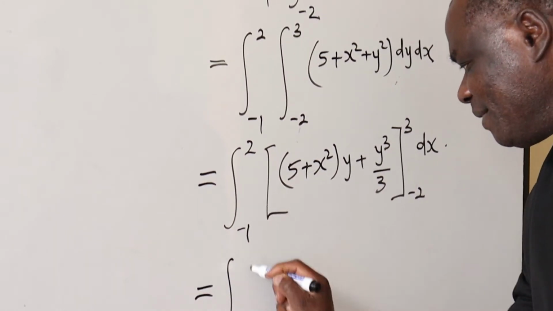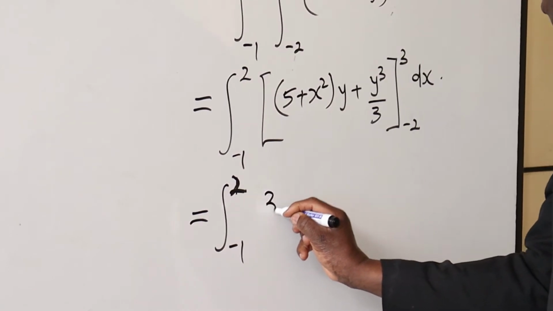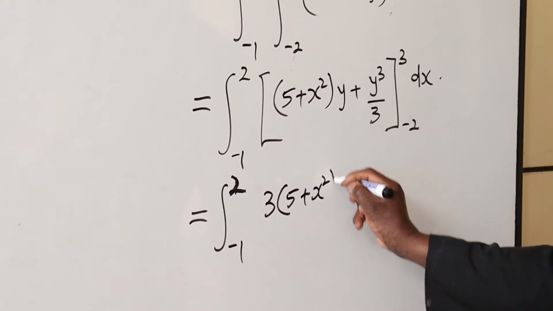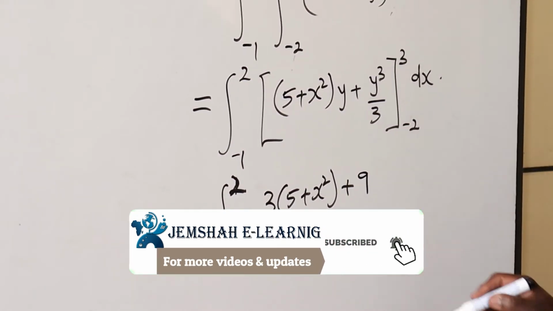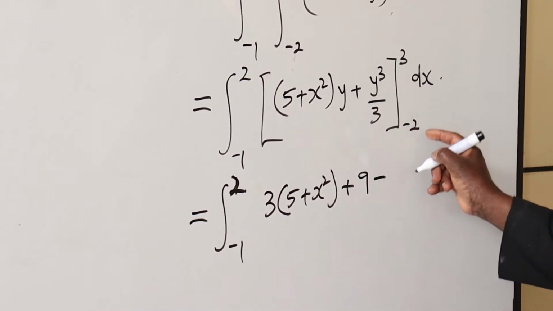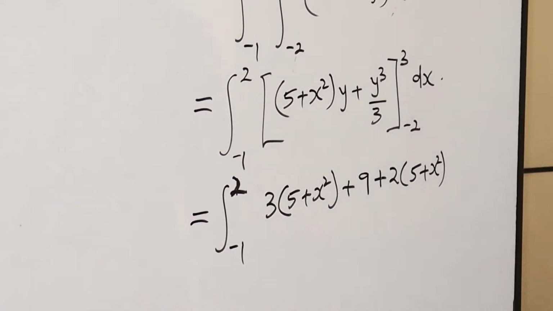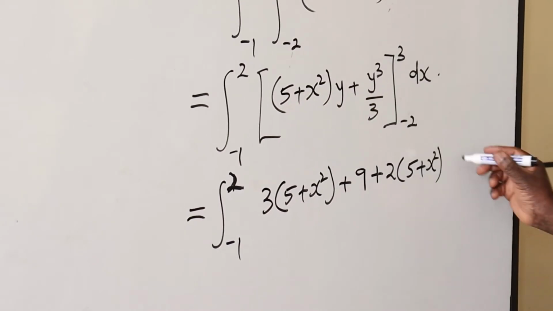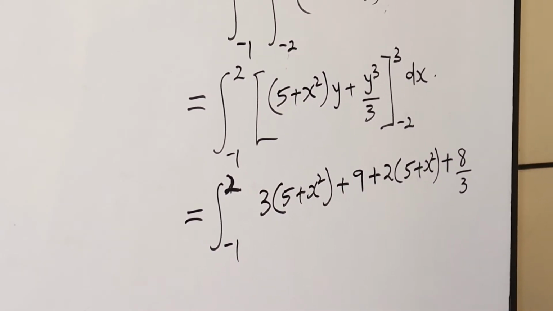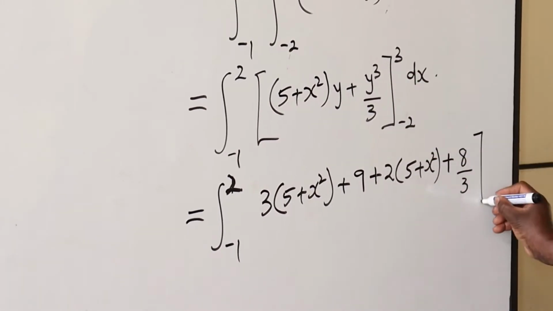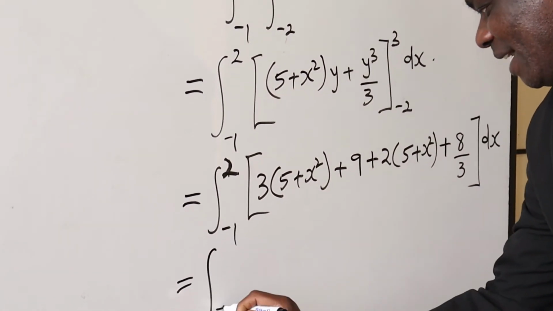So when we insert the limits for y, what do we get? This here will be 3 into 5 plus x squared plus 9, minus, when we put this, it's also minus, so plus 2 into 5 plus x squared. With the minus of integration, it will still be a plus 8 all over 3. Minus 8, so plus 8 all over 3. So this is what we are integrating with respect to x, from minus 1 to 2.